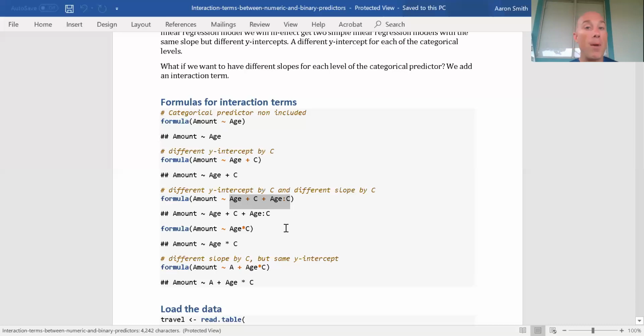Might be easier to interpret, might be harder to interpret. If you don't know what the star means, it's definitely harder to interpret, but it's more compact. I've yet to see a difference in R for actual implementation. Now, if I want the same y-intercept but a different slope, and this is very rare, that's why I put it last, I'll put A plus A interaction C. So we would have 2 lines coming off of the same y-intercept and then spreading out. This one's very rare. I don't think I've ever seen it in any meaningful work.